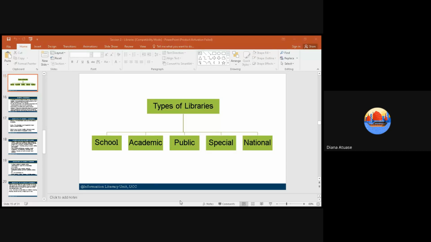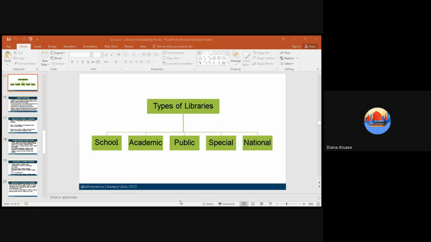Let me go back to the academic library. Academic library performs three major functions. Their main function is to support teaching, learning, and research. And the users of academic libraries are students, lecturers, and researchers. So academic libraries support teaching, learning, or you can say scholarship. It's the same thing. So teaching, learning, then research. That's the major function of academic libraries.